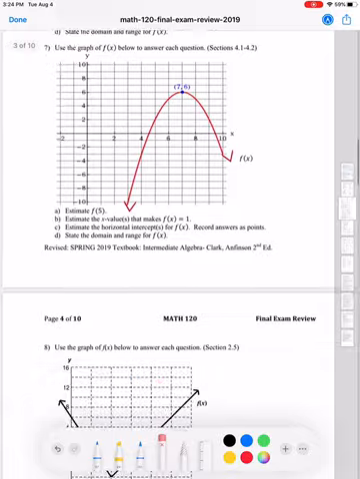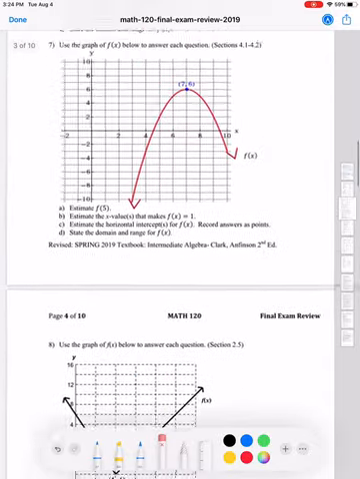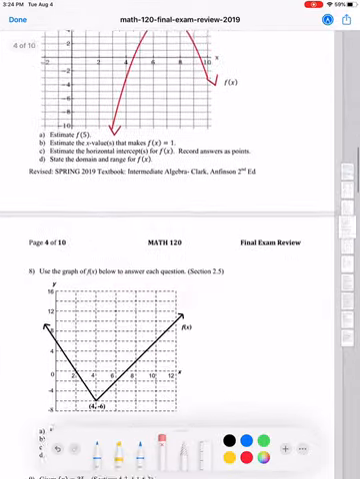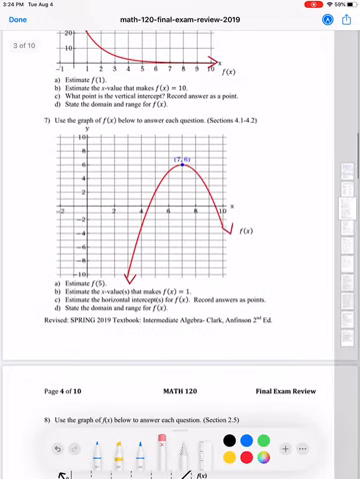Number 6, 7, and 8, they're the same. Different type of graphs, but they're the same. So I'll just do one of these. Let me do number 7. Estimate f of 5. This notation, 7a, f of 5, represents when x is 5, what's the y? So I go to the x-axis, 5. I follow the graph. When x is 5, y is 2.